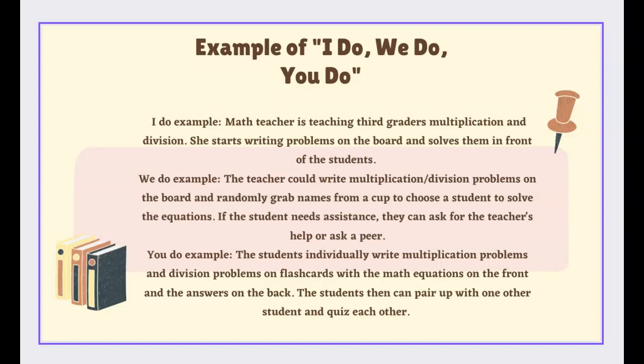So once we move on to the we do example, the students have a really great understanding and grasp of what the teacher did. So in this we do, the teacher could write multiplication and division problems on the board and then randomly grab names from a cup and choose a student to solve the equations. And if the student needs assistance, they can ask for the teacher's help or ask a peer.